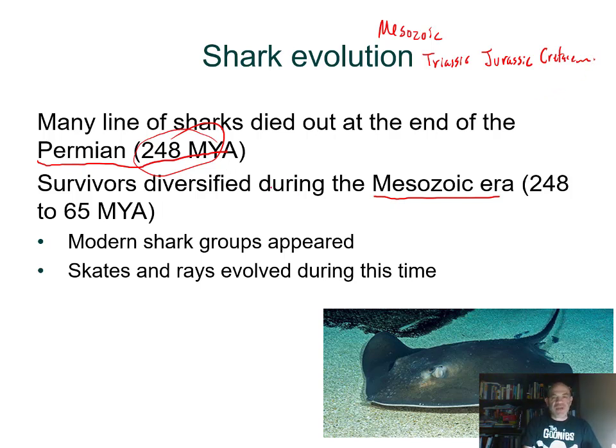So the survivors diversified in this Mesozoic era, and the modern sharks that we see today appeared, and this is the time when skates and stingrays appeared. Here's a picture of a stingray there. So during the early shark evolution, there were no stingrays. They evolved during the Mesozoic era.